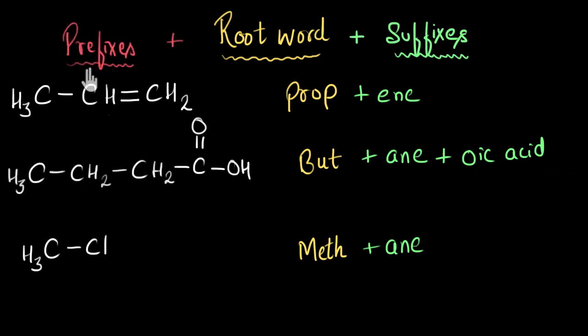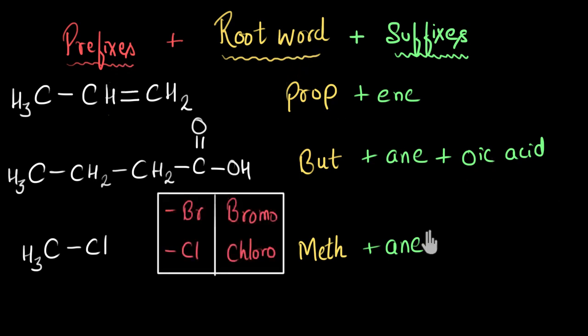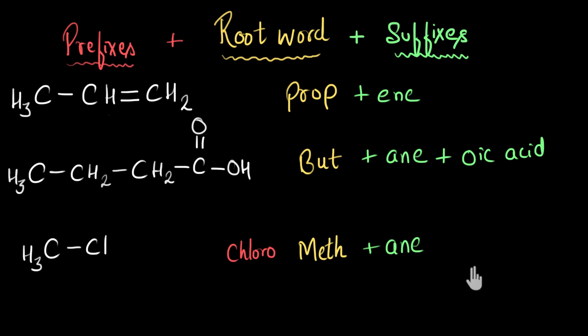Now let's talk about prefixes. See, these are words added before the root word to denote the presence of chlorine or bromine functional group. If there is a bromine functional group added to the molecule, then we add the prefix bromo. If there is chlorine atom present, then we add the prefix of chloro. Among all of these three examples, you can see that there is this last example which has chlorine atom in it. So to denote its presence, we will add the prefix chloro to the name. Okay. Now with this, we have seen how to name the carbon compounds.